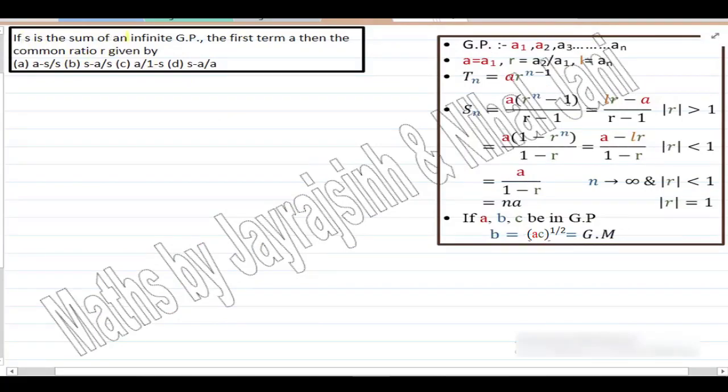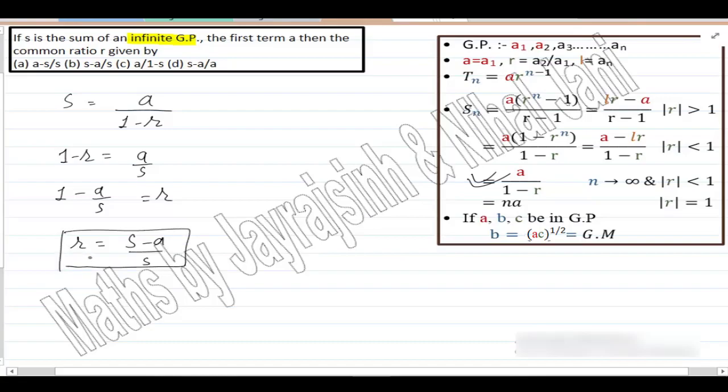If S is the sum of an infinite GP, and the first term is A, then we have to find the common ratio. Actually here we have to take the formula of the infinite GP's summation, which is actually S is equal to A upon 1 minus R, and we have to find R. So let's make it the subject. We can easily say 1 minus R is A upon S. So 1 minus A upon S is your R. So finally R is (S minus A) upon S. Tada! Option B is your final answer.